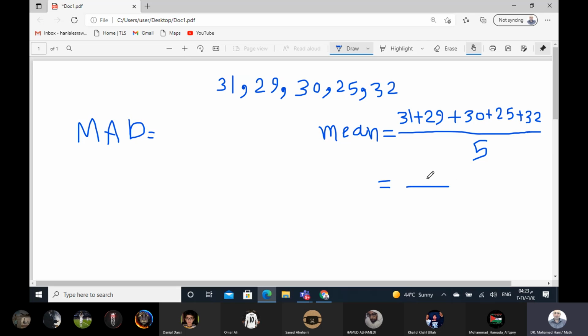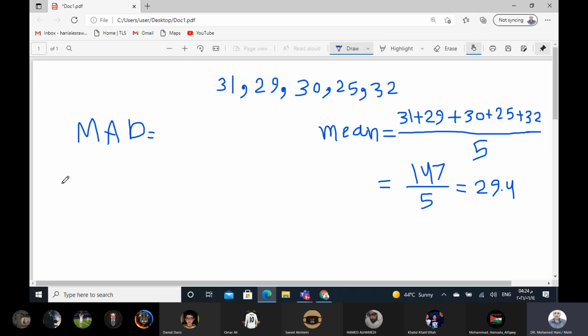Now we want to find the sum. We have 31 plus 29 plus 30 plus 25 plus 32, and the answer will be 147. Divide by 5, and the answer will be 29.4. This is the first step.